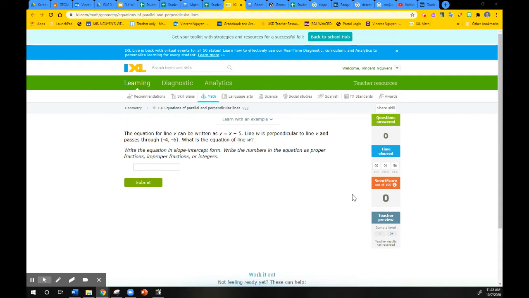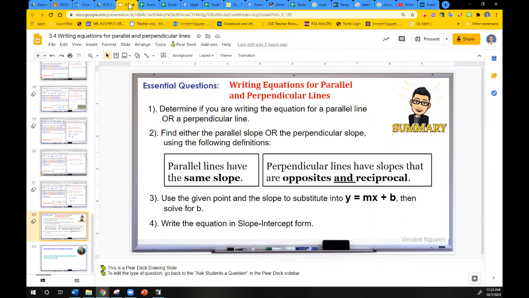Today, we're going to be talking about how to write equations in slope-intercept form for parallel and perpendicular lines, using IXL. Before we do that, though, let's review really quick how we do that. First, you have to read the directions and determine whether you're writing the equation for a parallel line or for a perpendicular line.